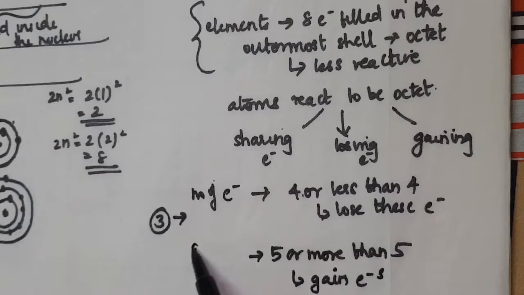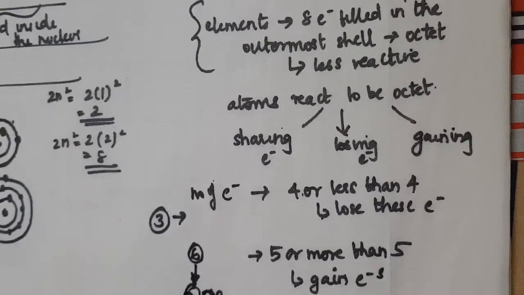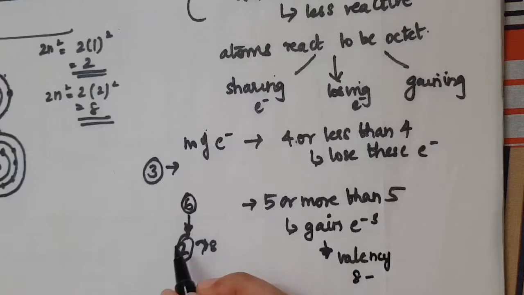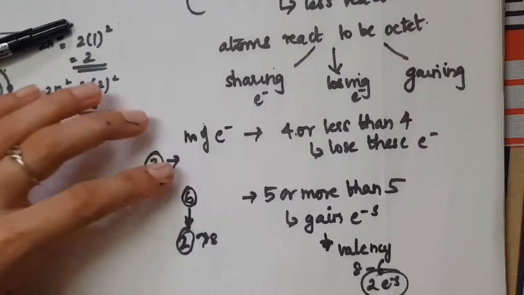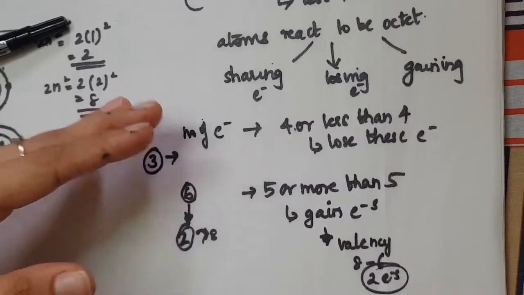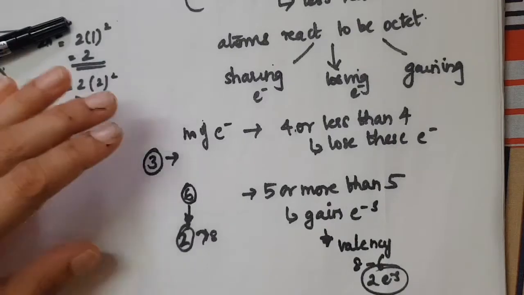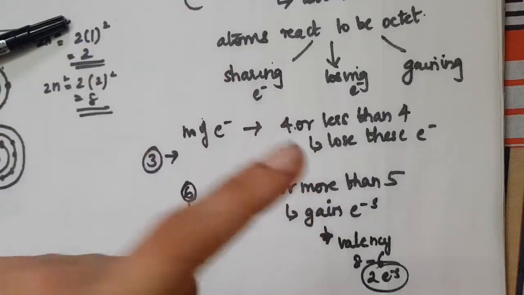If suppose we have 6 electrons in the outermost shell, we need 2 more to gain 8 electrons. So it is easier to get these 2 electrons rather than losing 6 electrons, right? So here valency will be equal to 8 minus 6, that is 2. In the first case, if it is 4 or less than 4, we are losing electrons. That much of electrons which we are losing from the outermost shell will be the valency, so that we get octet.